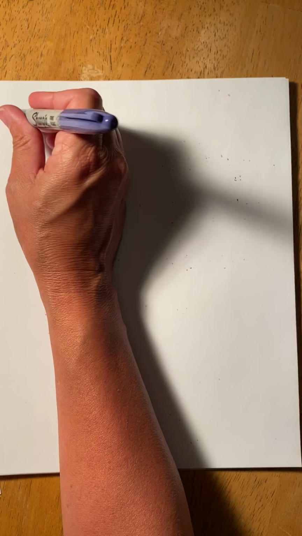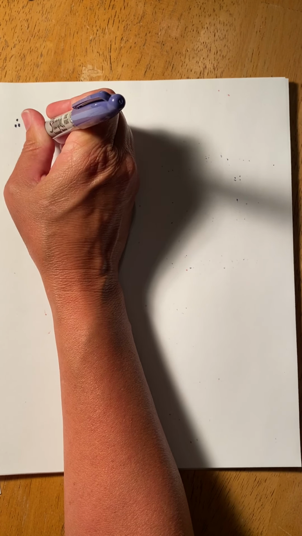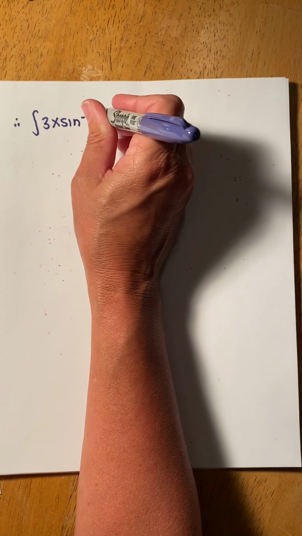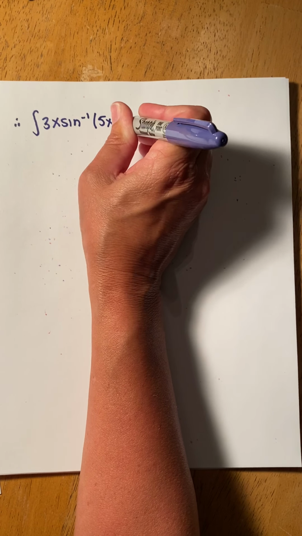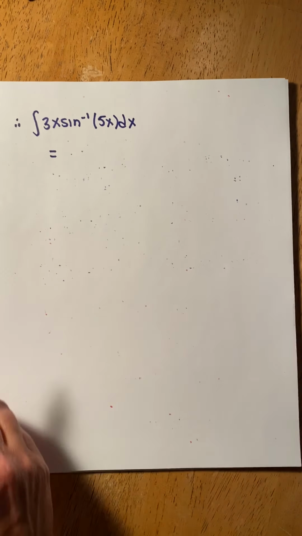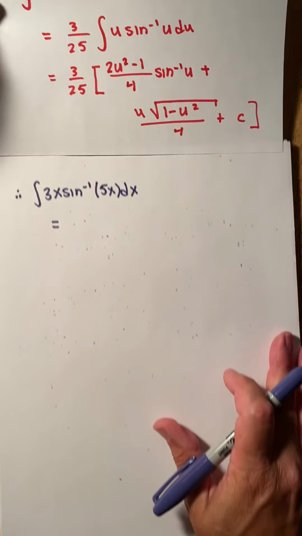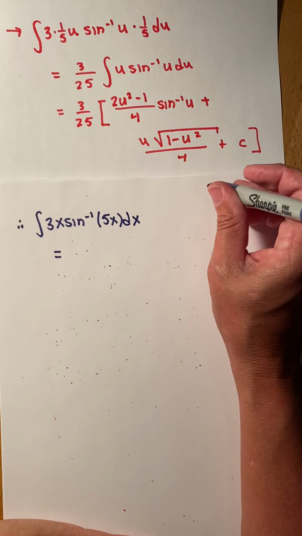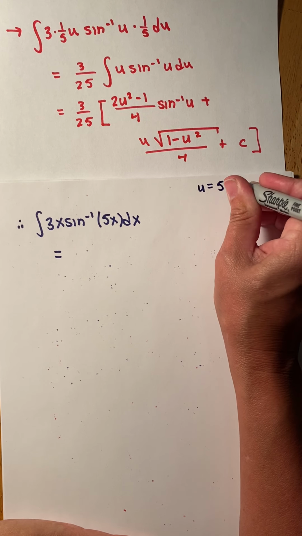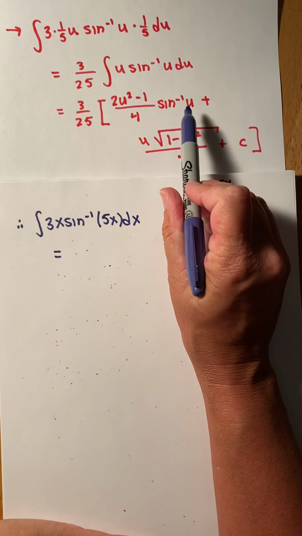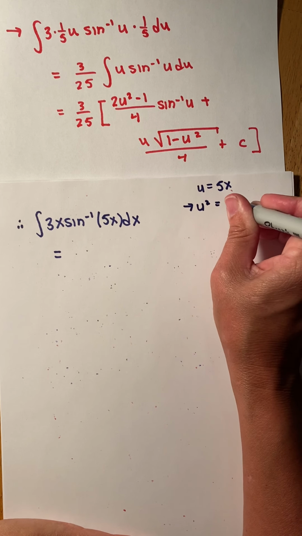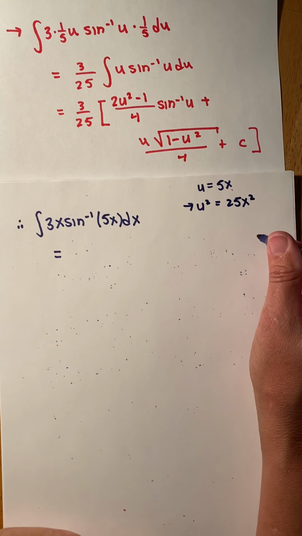So therefore, my original integral, 3x inverse sine of 5x dx, is going to be, let me put this here, right? We have u equal to 5x, so we need u here, we need u squared here. u squared will be 25x squared, and I think that's all we need.